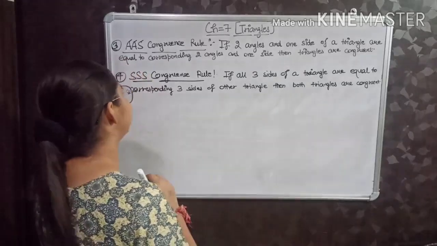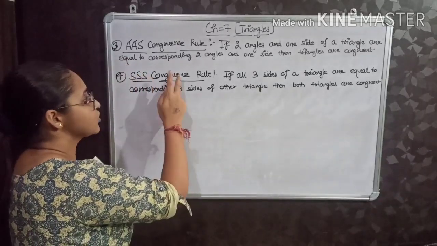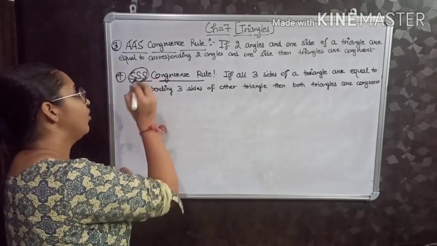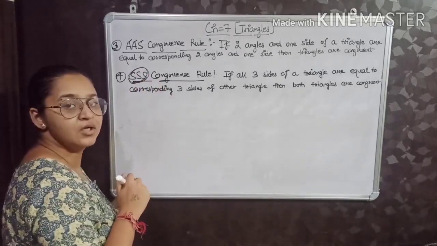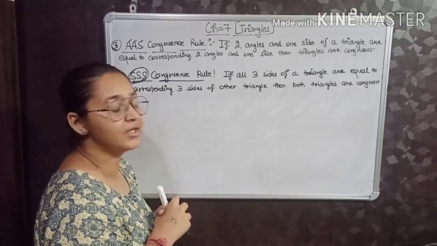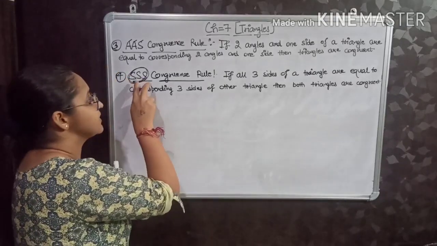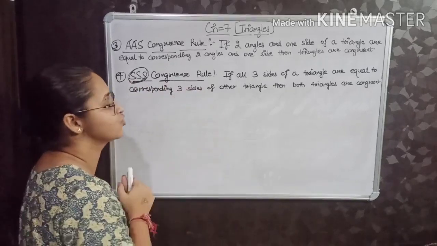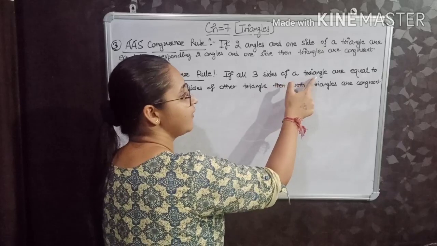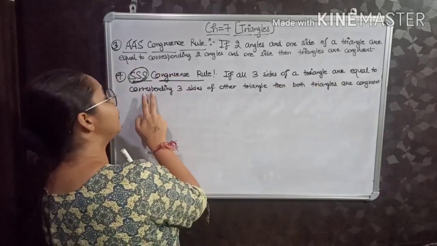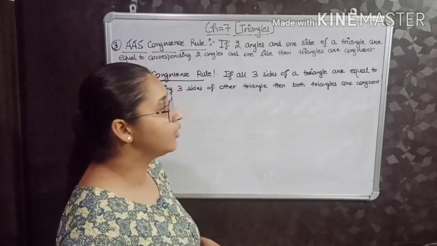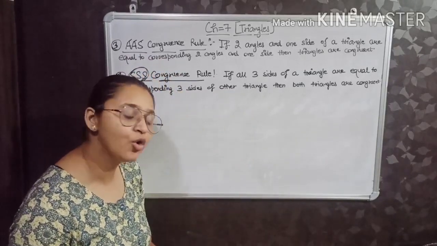Now see the statement. The statement is the SSS congruency rule. The name suggests that we have all of the sides: three parts we are taking, and three parts are SSS, all of the three sides. So the statement is, if all three sides of a triangle are equal to the corresponding three sides of another triangle, then both triangles are congruent.